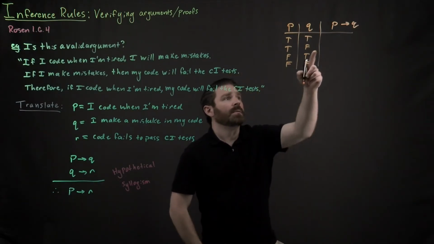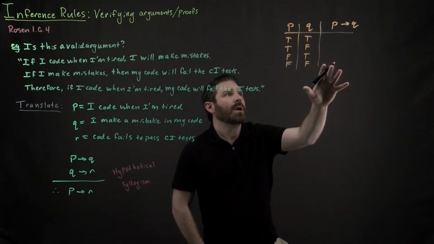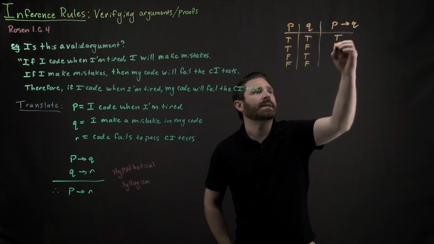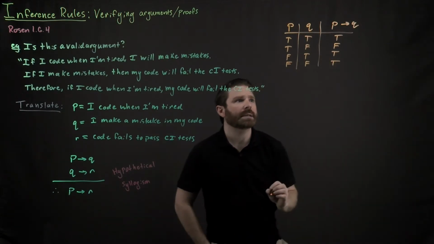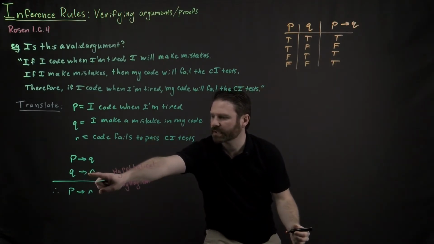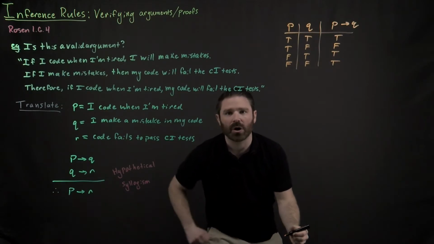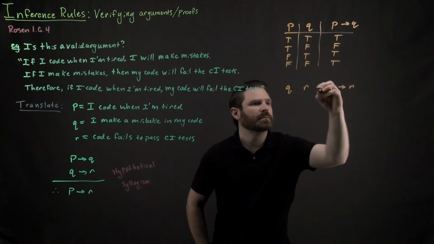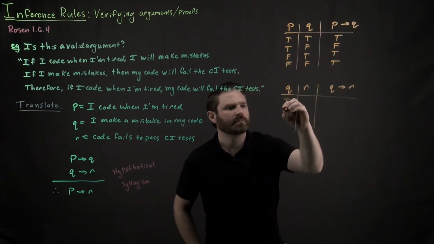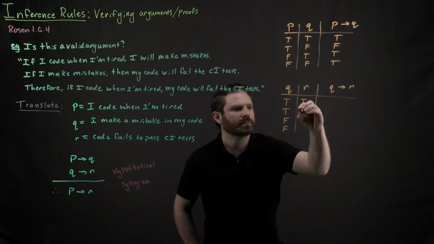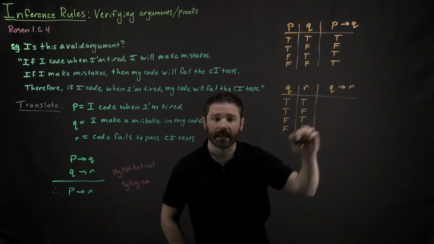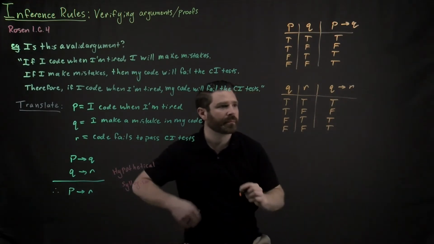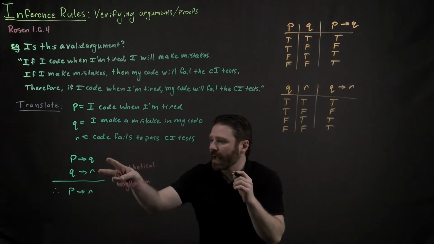And I remember my definition of the truth table for implication right here. The only time it's going to be false is right here, and it's going to be true otherwise. We have another hypothesis right here, which is Q implies R. And again, I can quickly fill in this truth table here. Great. I have my hypotheses.